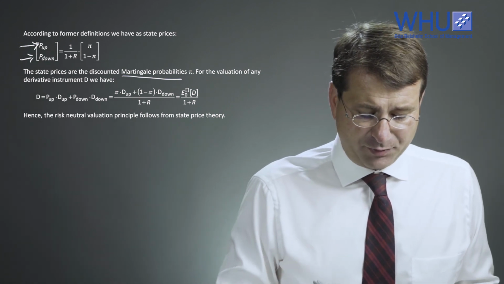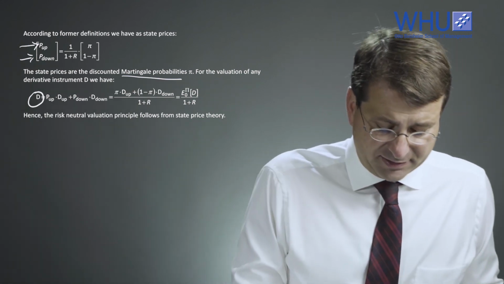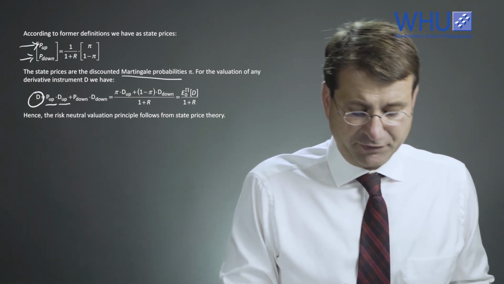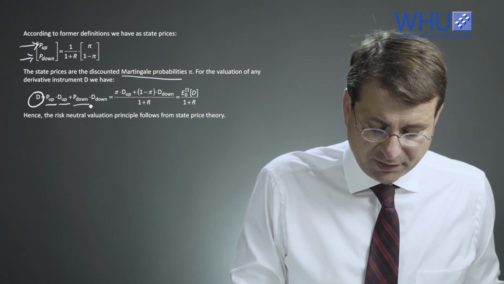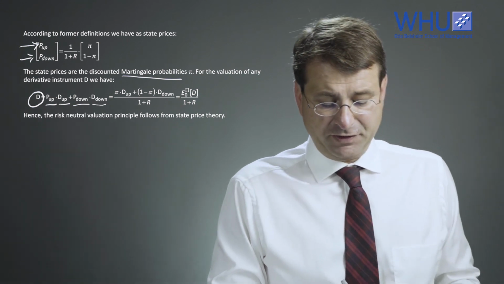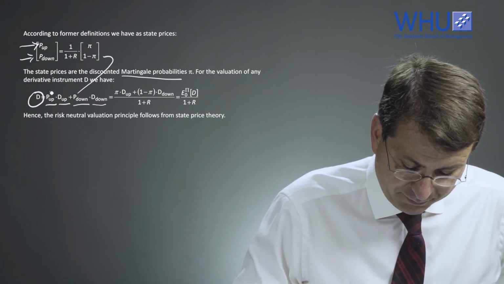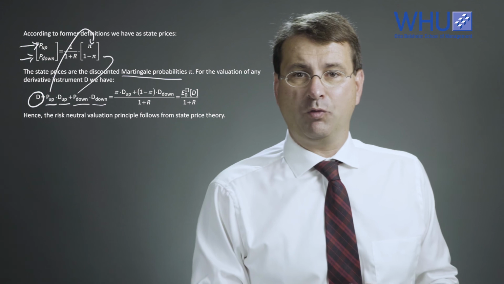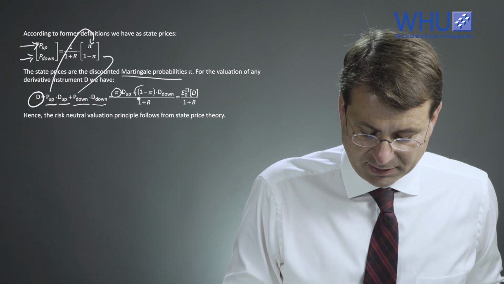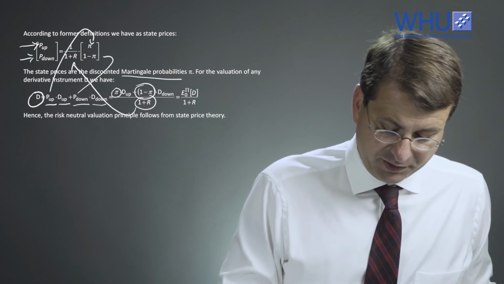Now, if we generalize that, the price of any derivative D is nothing else than the price of the pure security in the upstate times the value of the derivative in the upstate, plus the price of the pure security in the downstate times the price of the derivative in the downstate. What we can now do is replace the P down and the P up by pi's and 1 minus pi's. So I have pi times D up plus 1 minus pi times D down, divided by 1 plus r, because we have the 1 plus r from here.